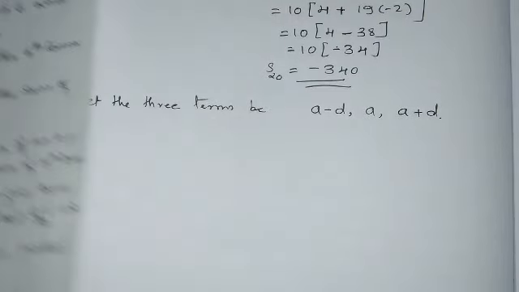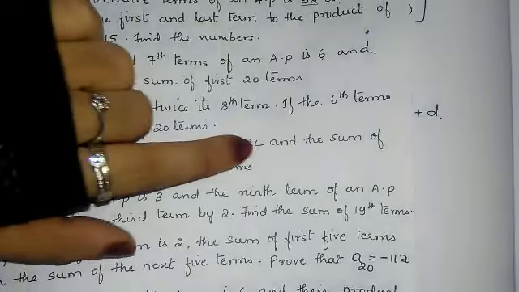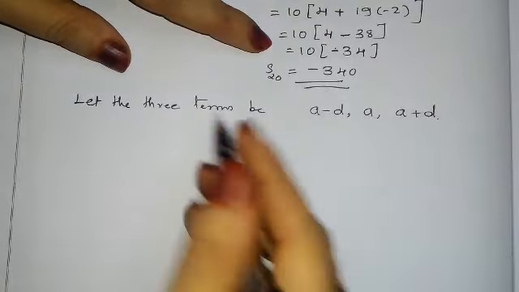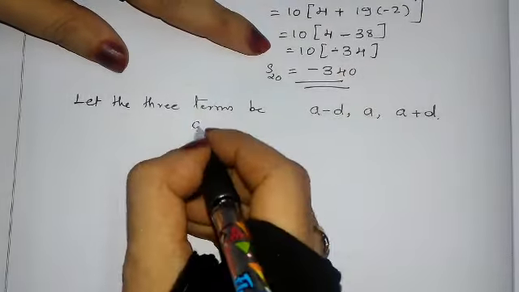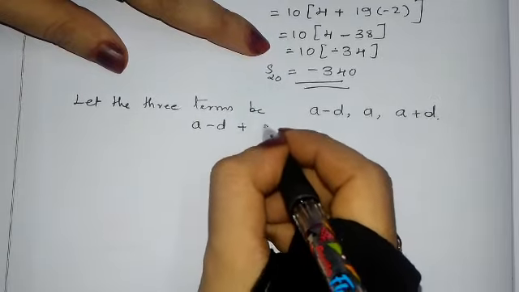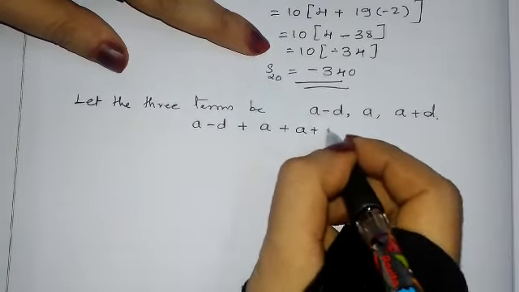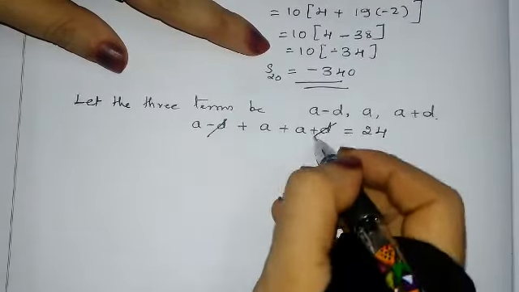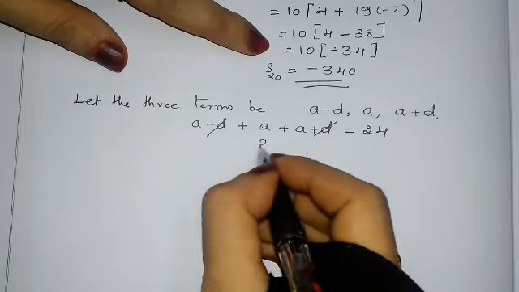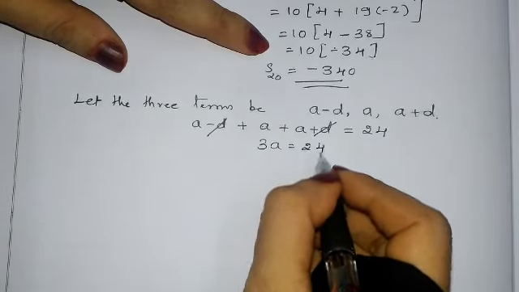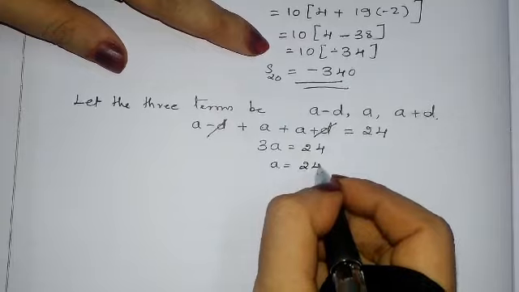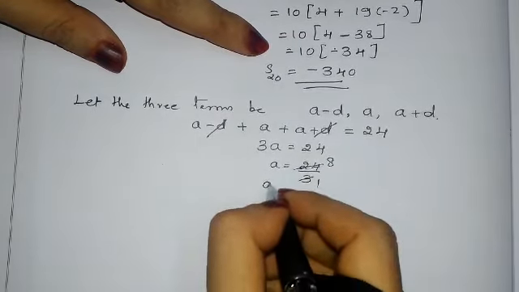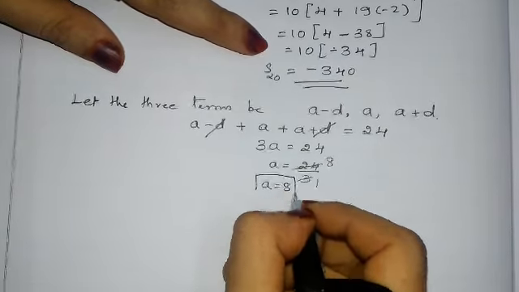In the question they have asked the sum of 3 terms is 24. Let us do the sum of these 3 terms. A minus D, plus A, plus A plus D. Sum of 3 terms is 24. D gets cancelled. A plus A plus A is 3A is equal to 24. A is equal to 24 by 3. 3 1s are 3. 3 8s are 24. We got the value of A is 8.